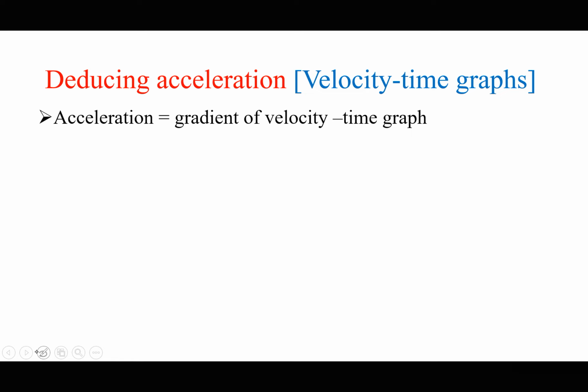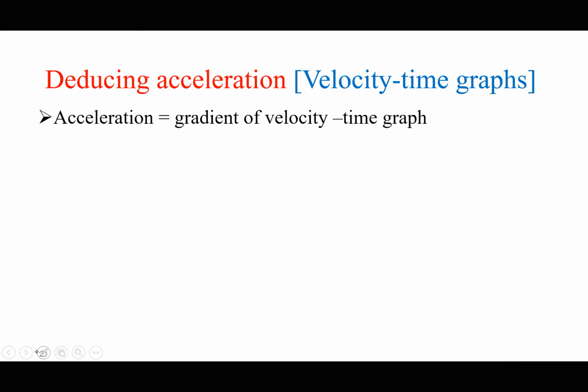So the gradient of a velocity time graph tells us whether the object's velocity has been changing at a high rate, at a low rate, or not at all. If it has been changing at a high rate, then we can say it has a high acceleration. If it has been changing at a low rate, it has a smaller acceleration. Or if it has not been changing, we say it has not been accelerating.